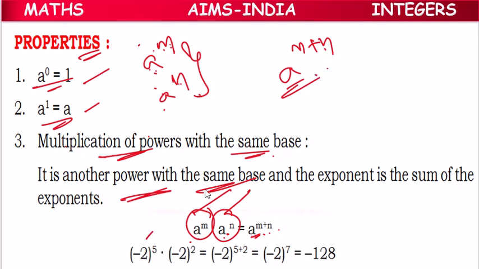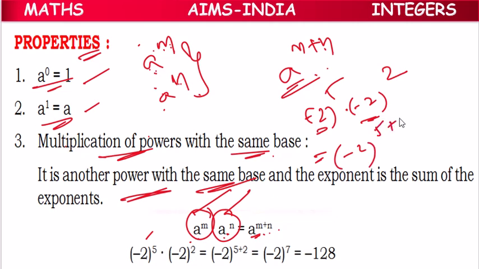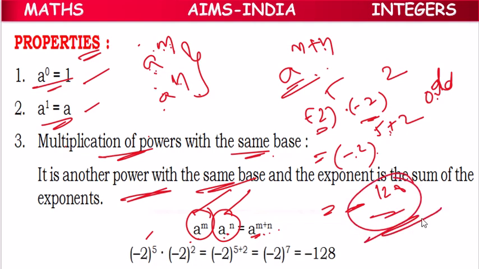So here minus 2 whole power 5 they have given, into minus 2 whole square they have given. Both the bases are the same. So we can write it one time, and the powers we can add. 5 plus 2 is 7. This is an odd power. So that's why it will be minus 2 power 7. How much? 128. Minus 128.